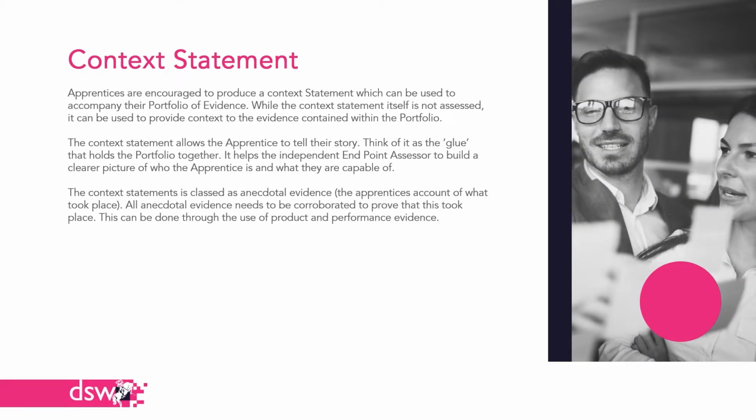Context statement. When we refer to a context statement, we want to know what the apprentice has done in a specific situation: who, what, where, why, and when. Build a picture behind a specific situation, and from there they can pull on pieces of product and performance evidence which demonstrate exactly what they've done in relation to the context statement.